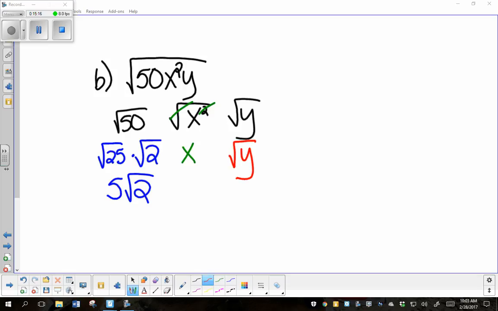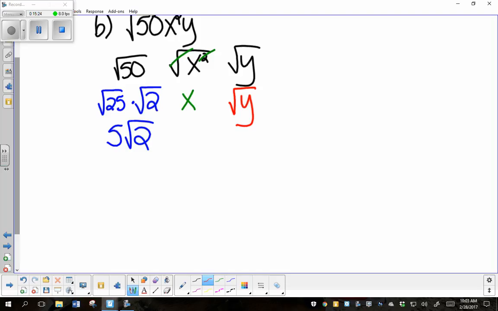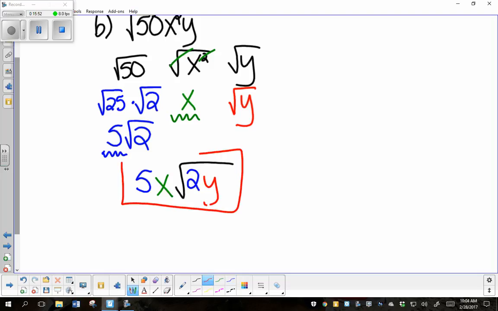Now, we have to put all of these together. This is kind of the tricky part. This is why I like the tree method. I don't like doing it this way. So we're going to look at anything that was on the outside of a square root, and anything that was on the inside. So if we go through all the parts of our answer, see how we have a 5 that's not in a square root and an x that's not in a square root? So 5x goes on the outside. Now on the inside of our square root, what was left? A 2 and a y. So 2y goes on the inside of our square root, and that's our answer.